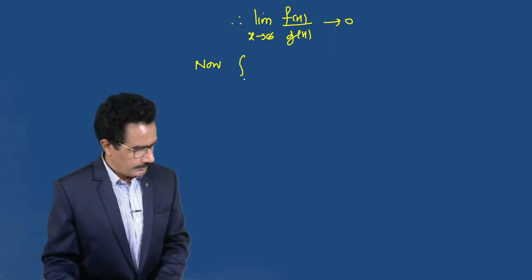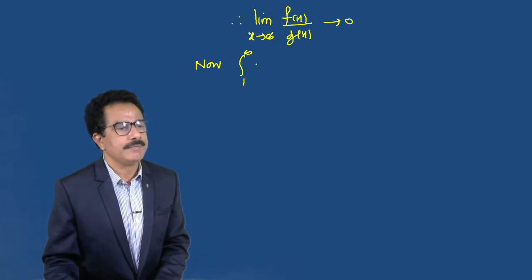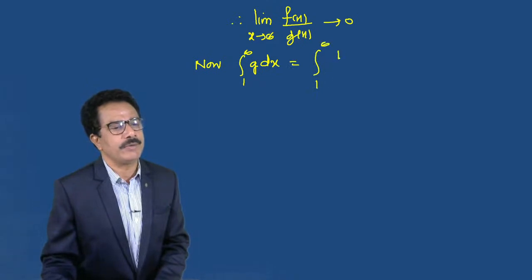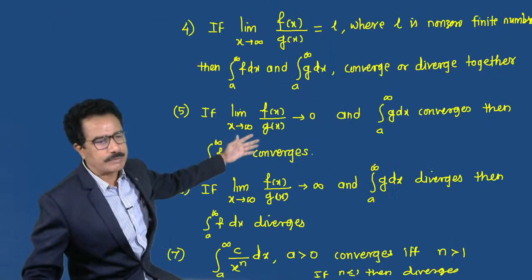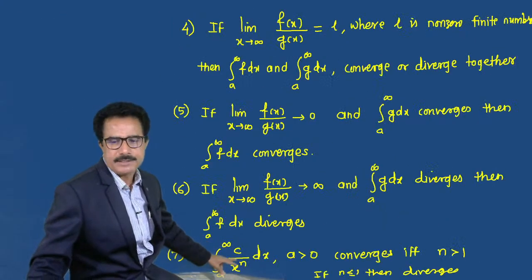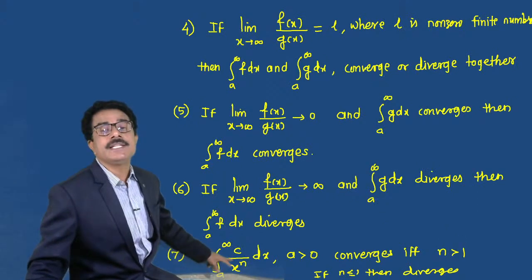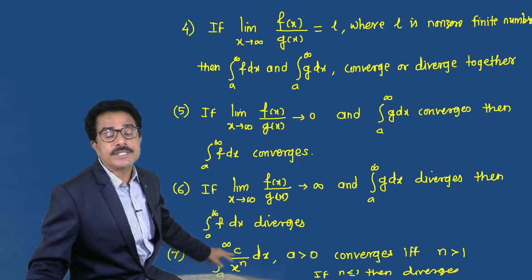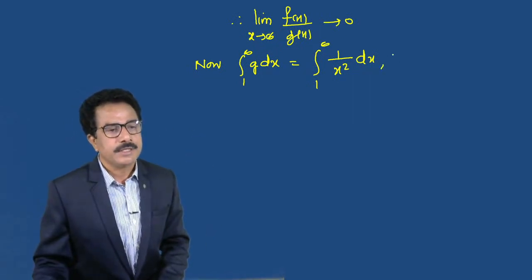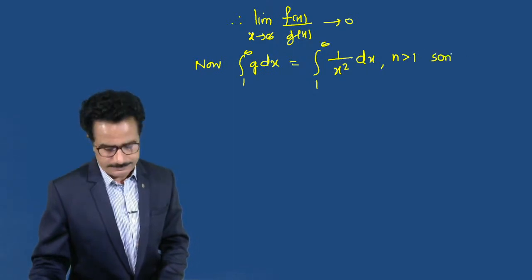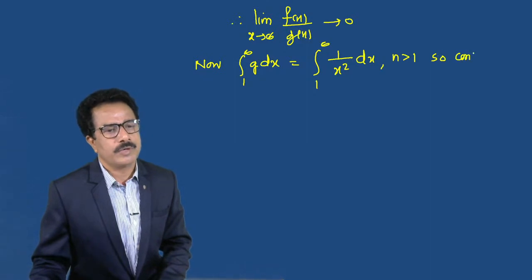Now the integral from, what is the lower limit, 1 to infinity of g dx, which is equal to the integral from 1 to infinity of 1 upon x square dx. आता 1 upon x square dx हे कॉन्वर्जंट आहे का डायव्हर्जंट आहे रे स्टुडंट सांगा. We have to use this useful comparison: 1 upon x raised to n, if n is greater than 1 then it is convergent. Same problem, you have to use 1 upon x square. Here n is greater than 1. So it converges.